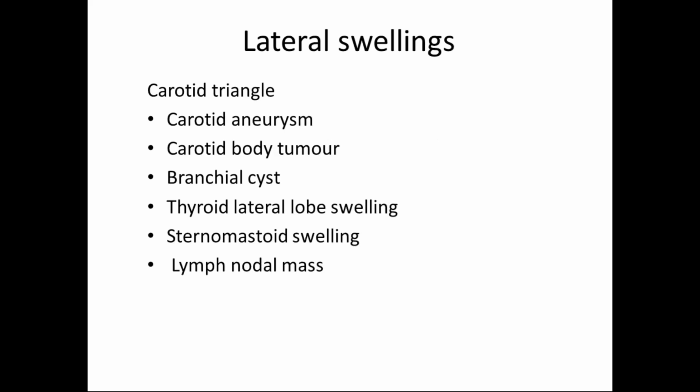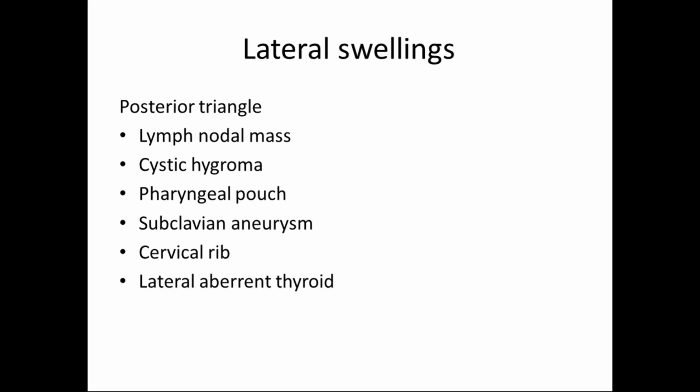Next from the carotid triangle: carotid aneurysm, carotid body tumor, branchial cyst, lateral lobe of the thyroid swelling, sternomastoid swelling, lymph nodes. Posterior triangle: obviously, first and most important is lymphadenopathies, then cystic hygroma, pharyngeal pouch, Zenker's diverticulum, subclavian artery aneurysm, cervical rib, lateral aberrant thyroid.